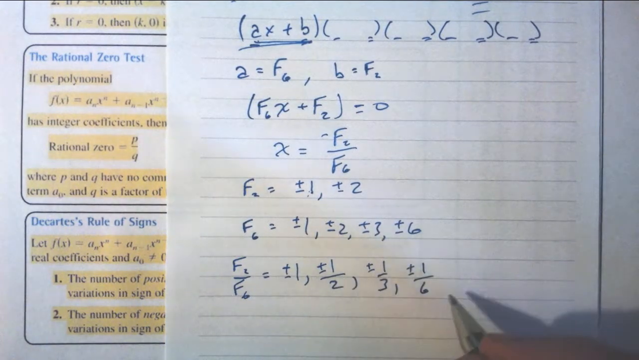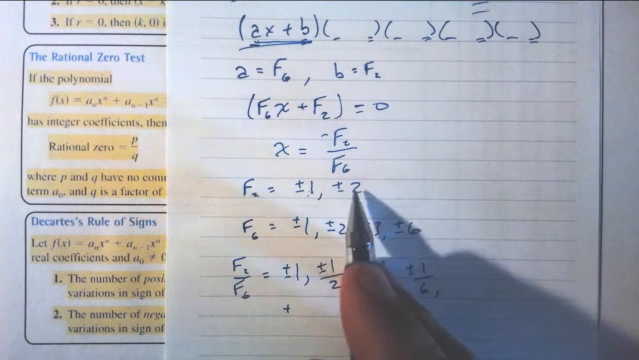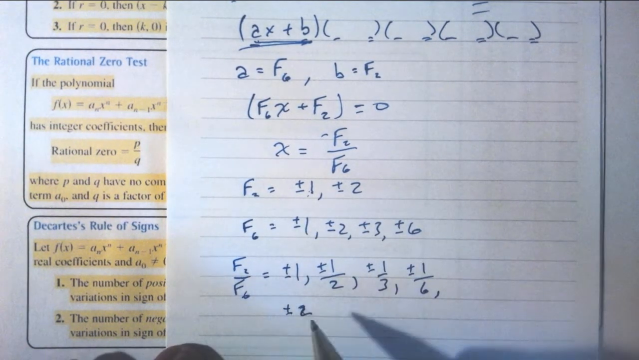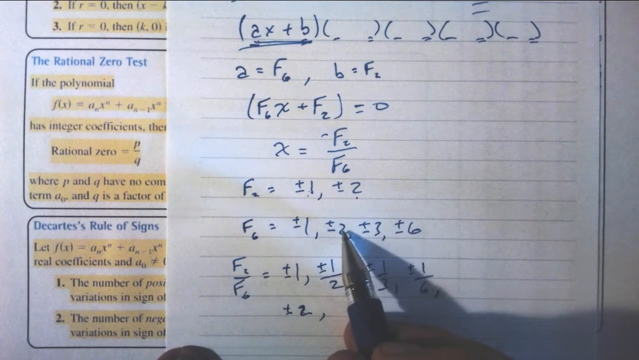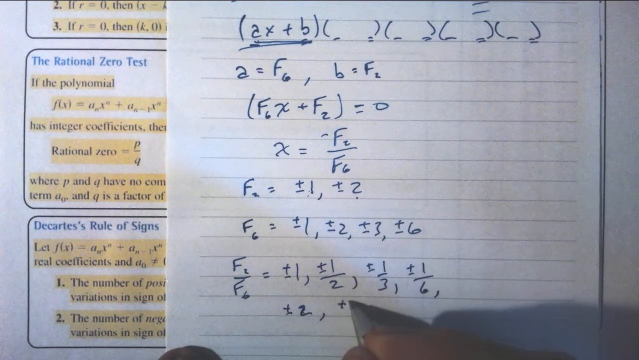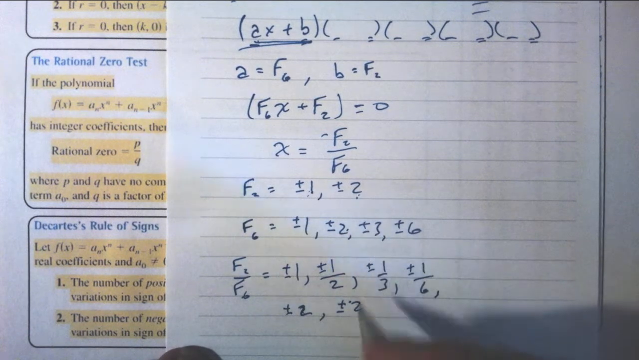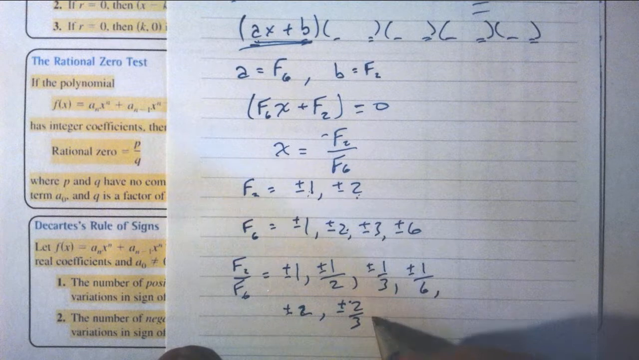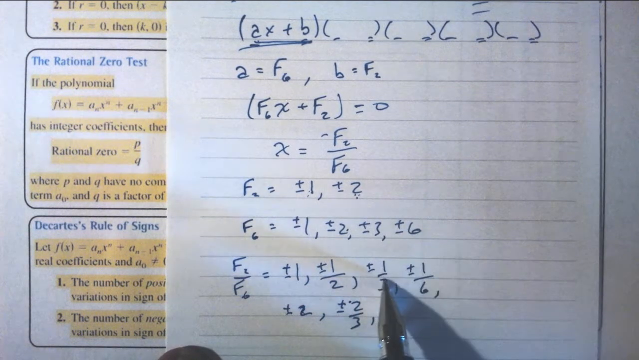I would also have plus or minus 2 over 1, so plus or minus 2. We would also have plus or minus 2 over 2, but that's plus or minus 1. I've already included it. We would also have plus or minus 2 over 3, which I haven't included yet. And we would also have plus or minus 2 over plus or minus 6, but that's plus or minus 1/3.